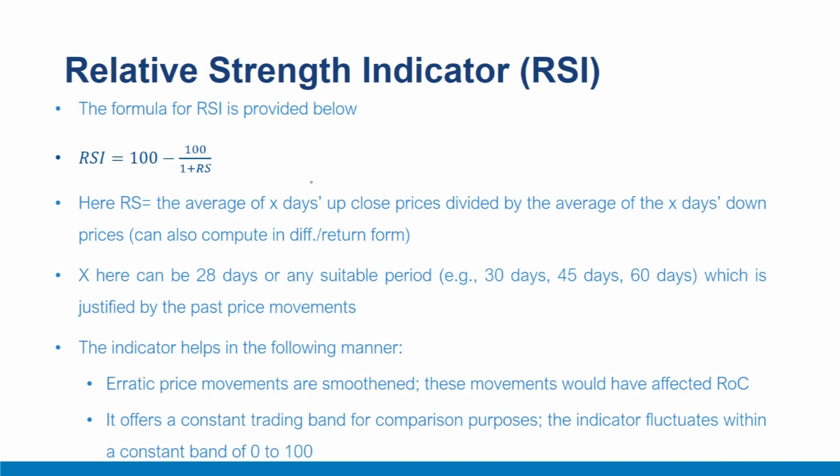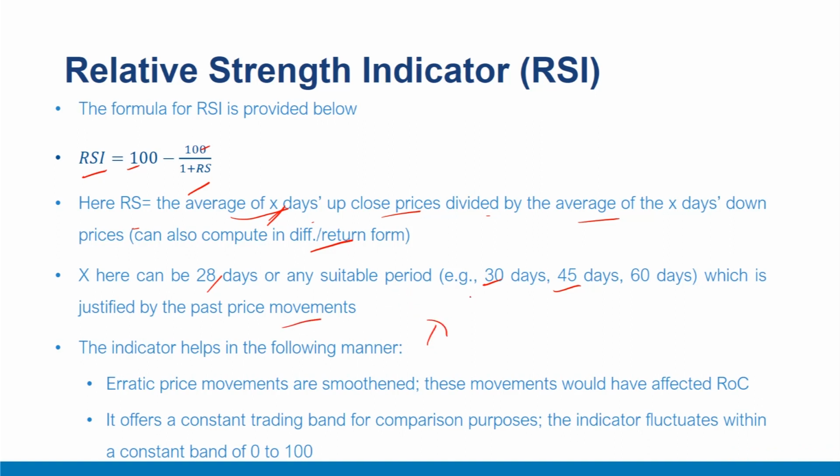The computation of RSI is very simple with this formula. RSI equals 100 minus 100 upon 1 plus RS, where RS is the average of X days' up close prices divided by the average of X days' down prices. One can also compute difference or return form for RS. Here X is the number of days, for example 28 days or 30 days, 45 days, whatever suitable period for the analysis which is justified by the price movements.